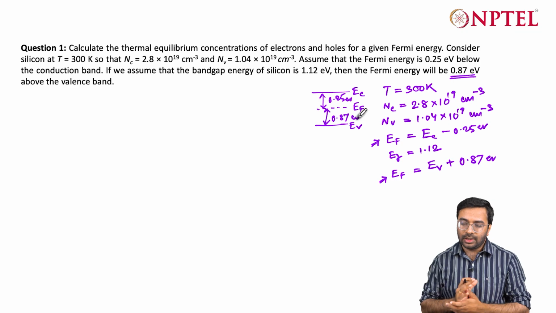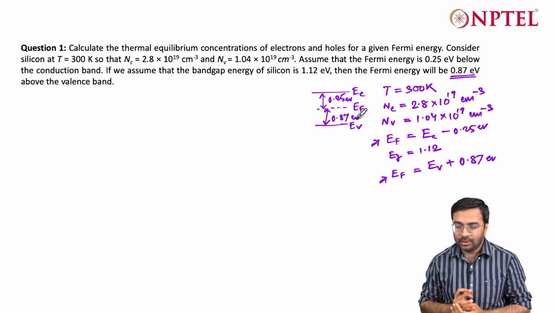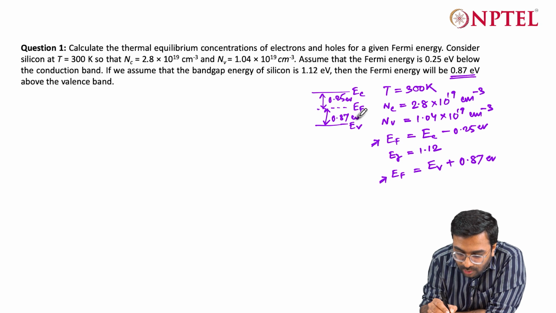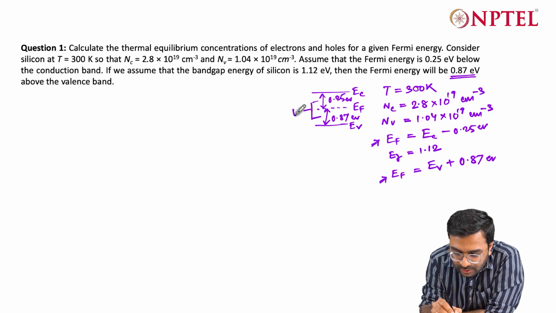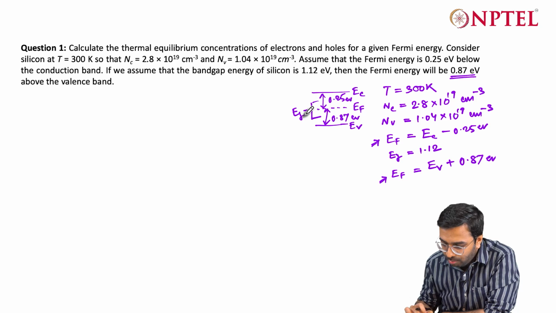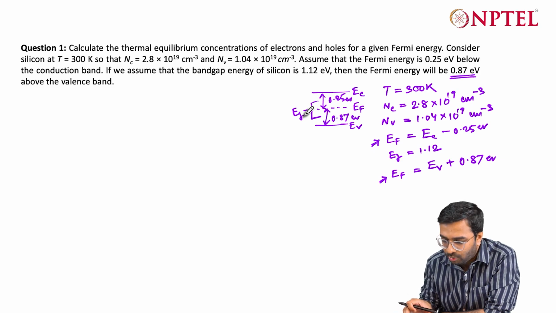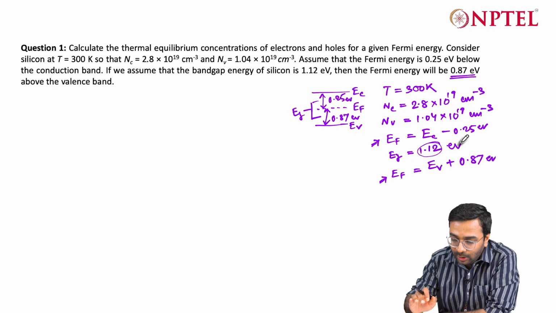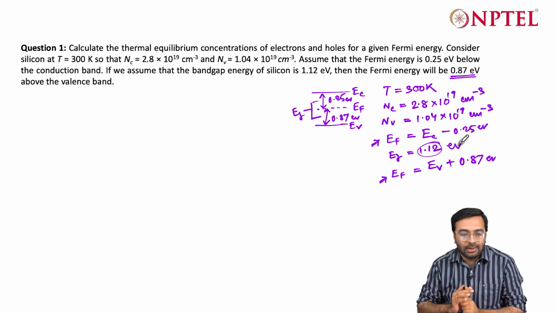So, from here also you can calculate what should be your energy band gap, because according to this calculation, both of these should add up to your EG, that is your 0.25 and 0.87. If you add them, 0.25 plus 0.87, then it gives you 1.12, which is your EG. So, all this information is in agreement with each other.